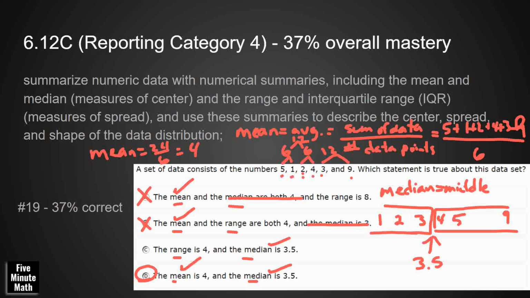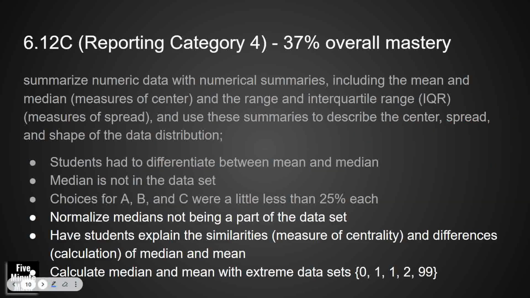But let's look at our range. Range is going to be the difference between the greatest and smallest. I've already lined these up here, so let's go ahead and use this. So the greatest number minus the smallest number is our range. That's 8. That's why this is incorrect. All right, so our answer is D, and only 37% got that correct.